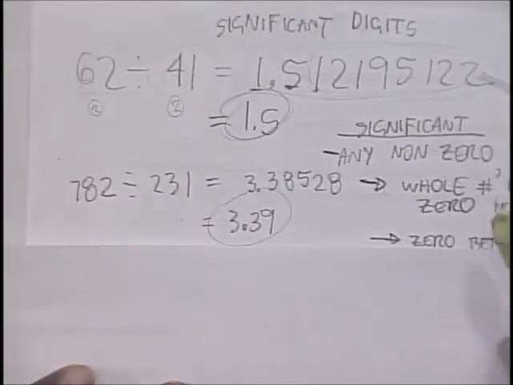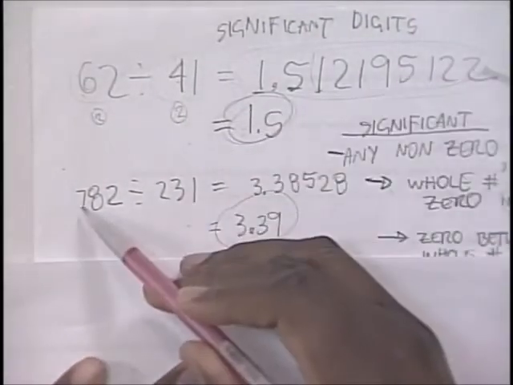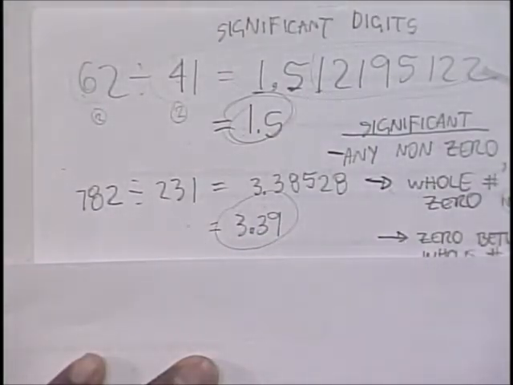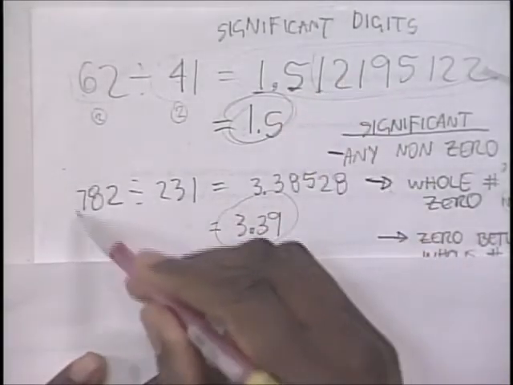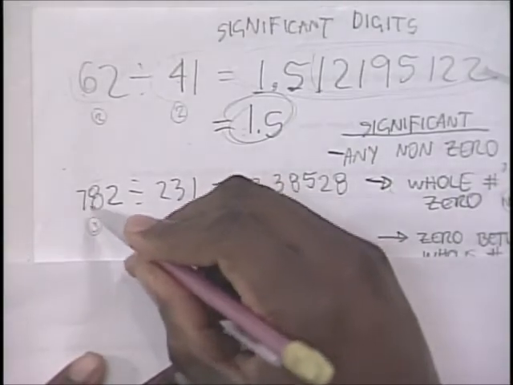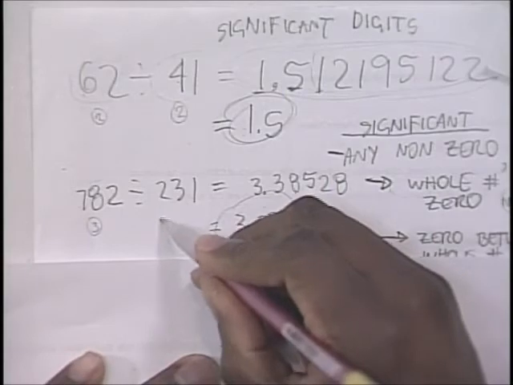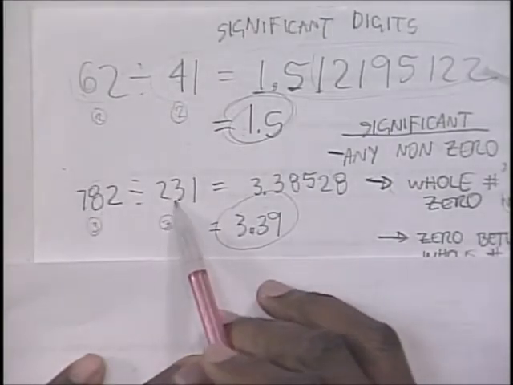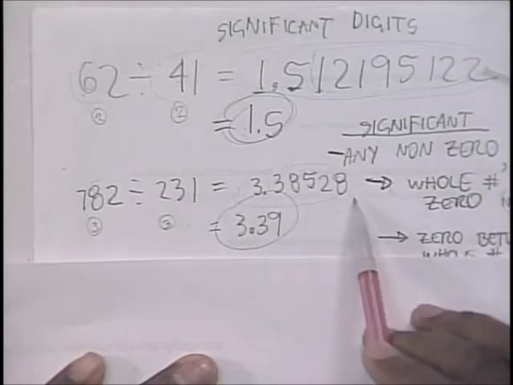All right, so let's look at another problem. All we're doing is just practicing for right now. So now you've got 782 divided by 231. Again, each of these digits are non-zeros, so that's 3 significant digits. Here again, you have 3 significant digits, all non-zeros. Any non-zero is always significant. So you've got 3 significant digits here, 3 significant digits here, and you get some big long decimal.